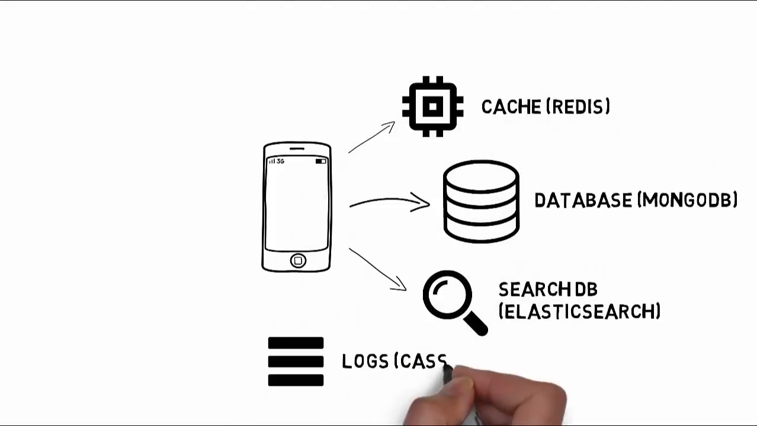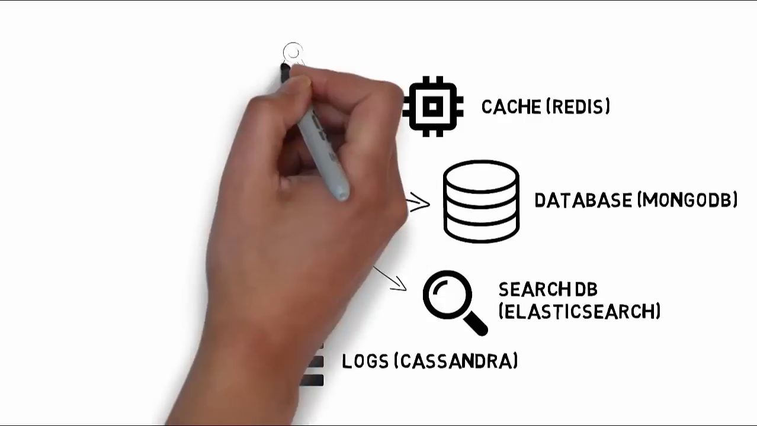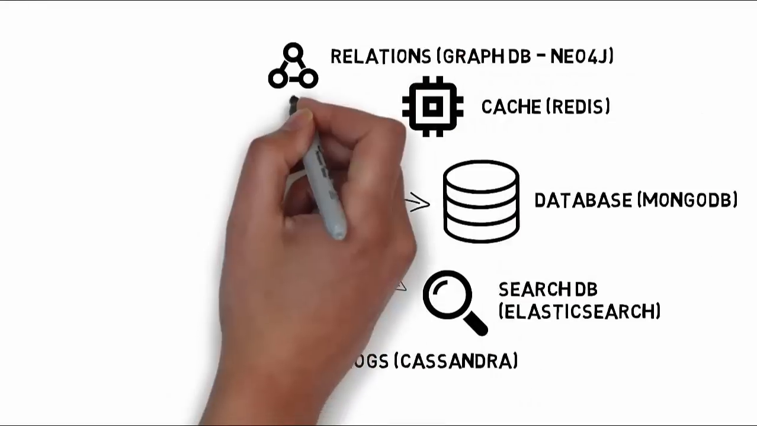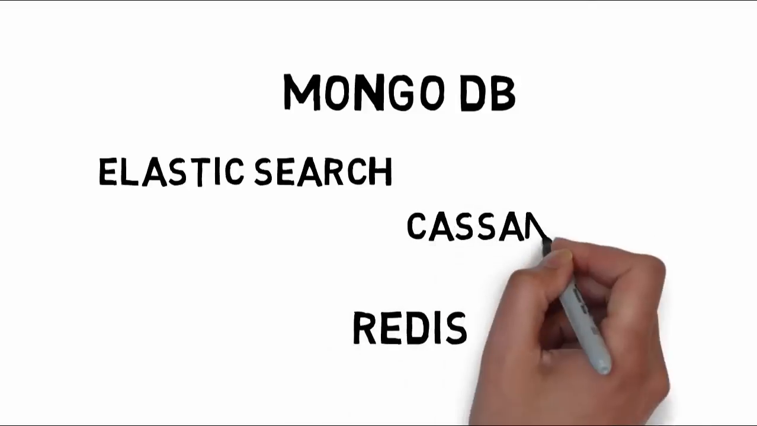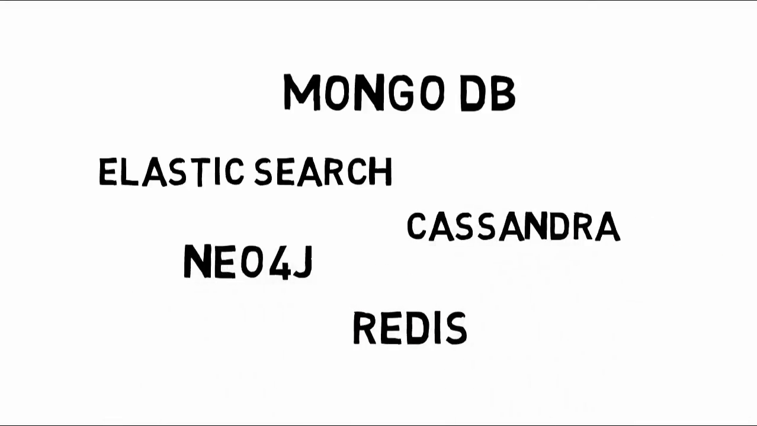And that's not all. You even have your app logs and relational data to take care of. Using multiple types of databases like MongoDB, Elasticsearch, Redis together is the only way out. And this is what big companies like Facebook, Instagram, and Twitter do when they build apps.